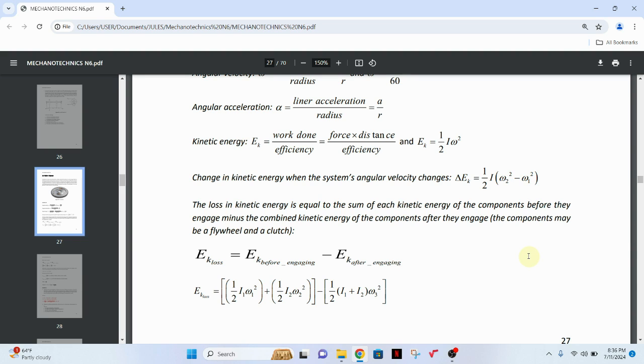Now, if you have a question where they ask you to find the difference or the change in kinetic energy, you will sum up what they had individually before they engage, and then you will subtract the kinetic energy that they have together after they engage. And so this is what this equation is. Loss in kinetic energy is equal to kinetic energy before engaging minus kinetic energy after.